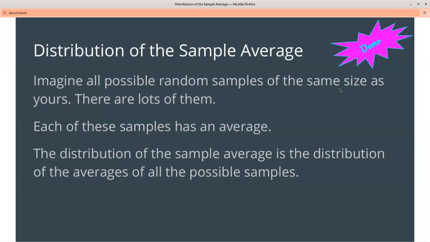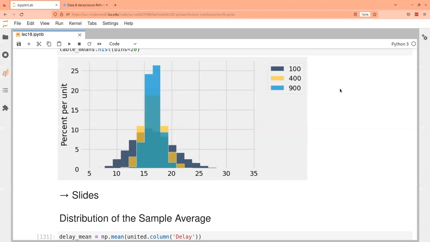So, and this is kind of the crux, right? Which is, imagine all possible random samples the same size as yours. And there are lots of them, right? Each of these samples has an average. The distribution of those sample averages is the distribution of the averages of all the possible samples. So that's super handy, which I think is what our next example is.